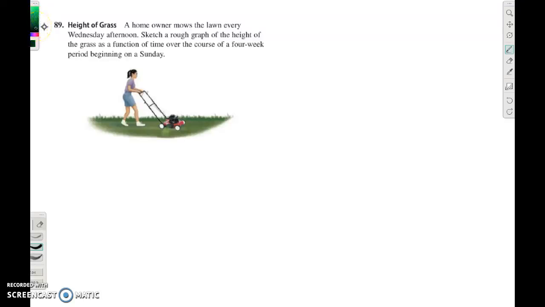All right, number 89 on page 195 reads, the height of grass. A homeowner mows the lawn every Wednesday afternoon. Sketch a rough graph of the height of the grass as a function of time over the course of a 4-week period, beginning on Sunday.